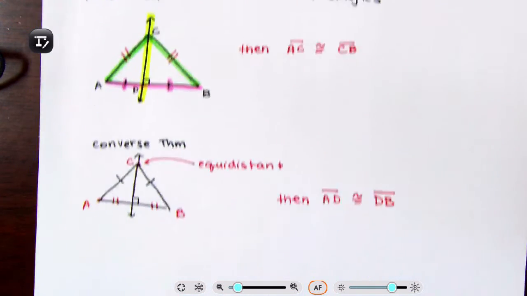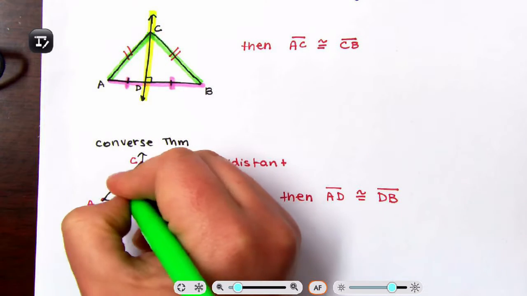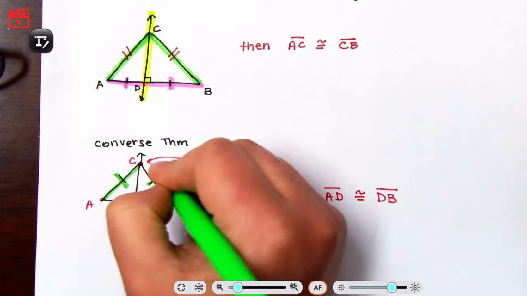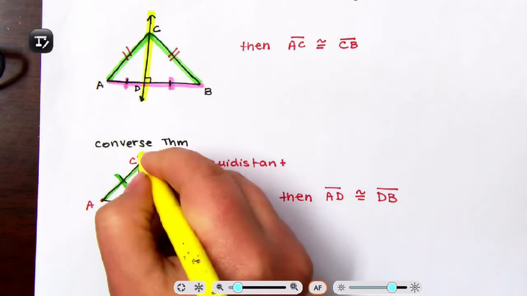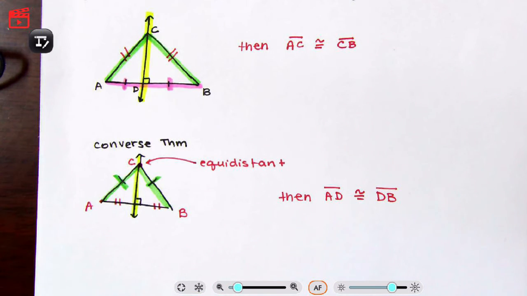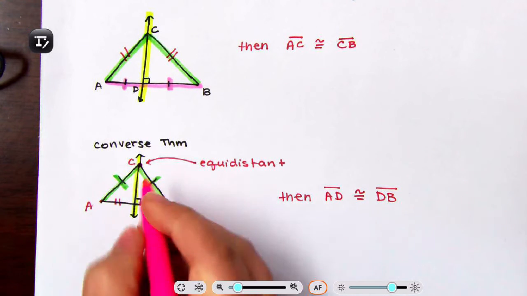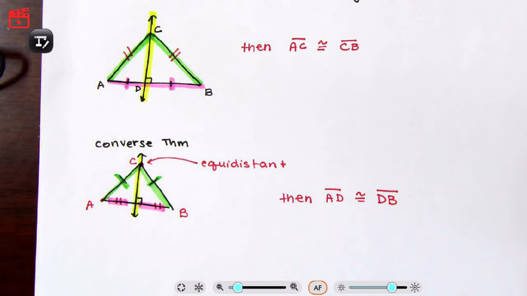The converse of that is also true. If you have that these two sections are congruent and you have a line that is perpendicular to the base, that means that you have these two segments congruent. So that would be the converse theorem of the perpendicular bisectors. All right, let's move on.